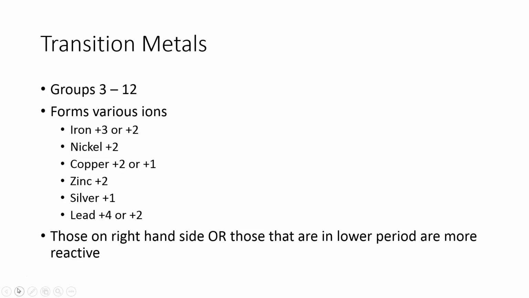Transition metals are in many cases found in pure form in nature, but those on the left-hand side, or those that are lower in the period, are more reactive than others and therefore harder to find in their pure form in nature.